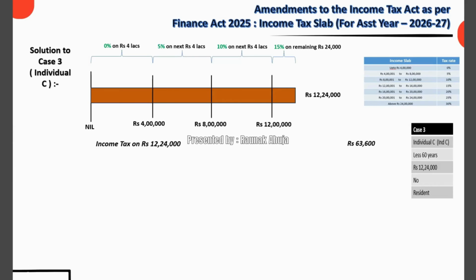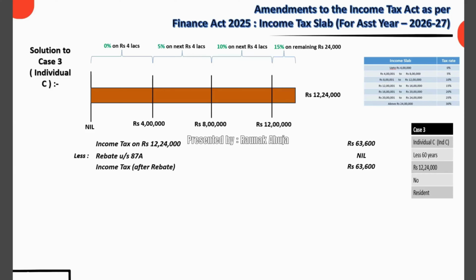Now we check the rebate. Is the assessee a resident individual? Yes, it is. Is the total income less than rupees 12 lakhs? No. So, since one of the conditions is not satisfied here, hence rebate under section 87A will not be available. So, rebate under section 87A is nil. So, income tax after rebate is 63,600.